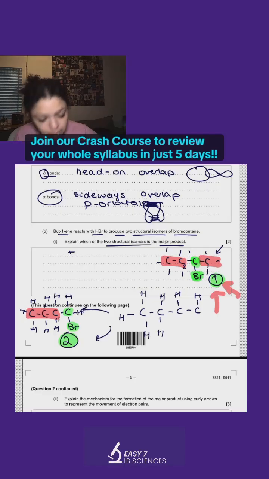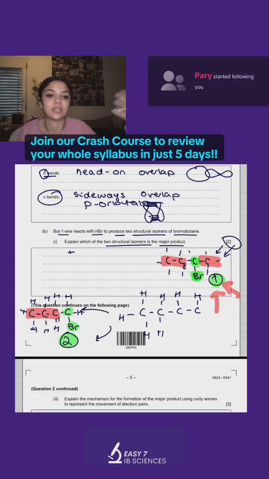Okay, here I only have 1. And so since this one has more, it's going to be more stable. And it's always the case like that. So it's very easy. Now, how do you explain that in your exam? Well, it's 2 marks. So first you have to state which one is going to be more stable.